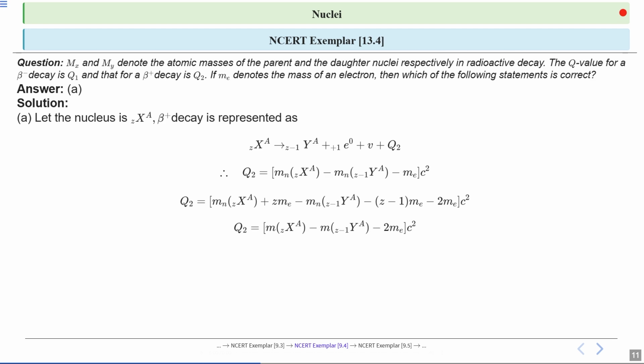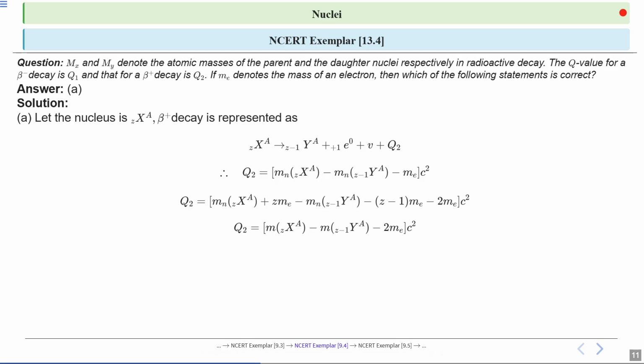Now Q2 is equal to the mass of the parent atom. This is not the mass of nucleons of the parent nucleus. It is the mass of the atom because we have added the mass of electrons also. In the above equation, we have multiplied Mn, that is the mass of nucleons of the X parent nucleus. We have added the mass of electrons, Zme. Z is the atomic number of parent nucleus X.